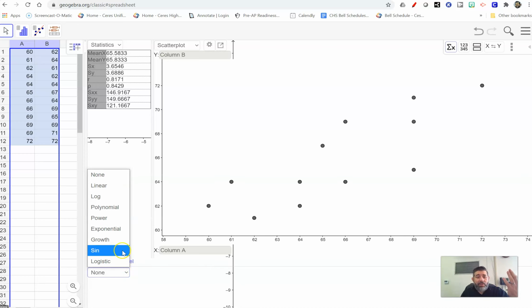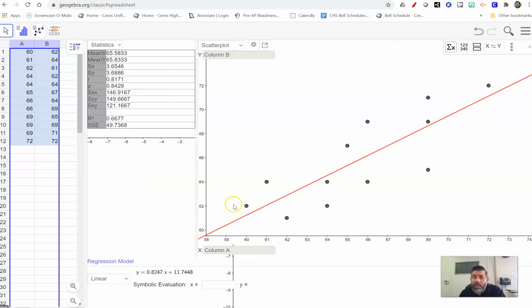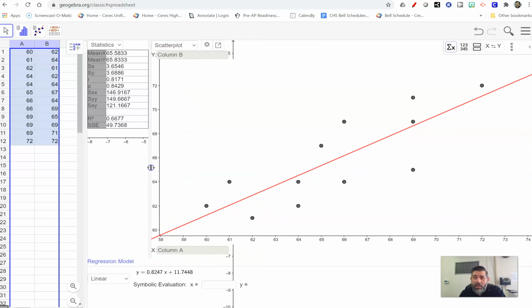Now Geogebra allows you to do all these types of regressions. In this course right now we're only looking at linear, so we're going to click on linear and it draws our line in there. Awesome sauce. Not only that, but it gave us our equation. Y hat, we need a hat there. It doesn't put a hat, but you should put a hat. Y hat equals 0.8247x plus 11.7448. So there's our equation. We've got a slope of 0.8247 and a y-intercept of 11.7448.